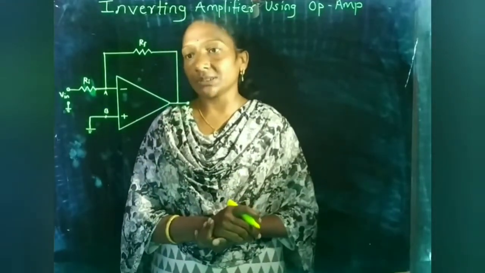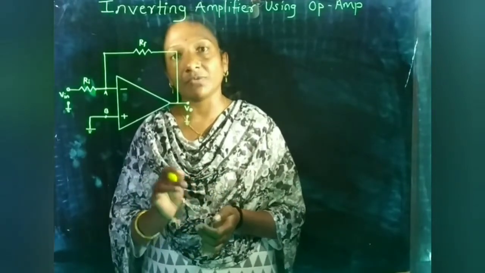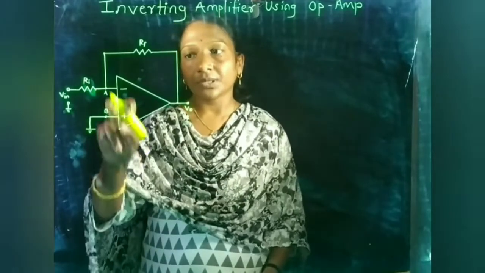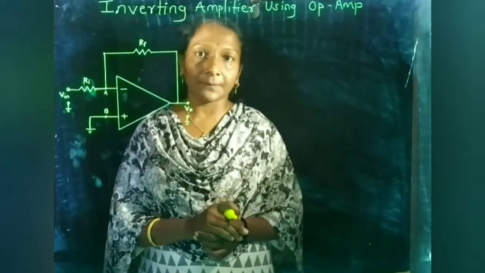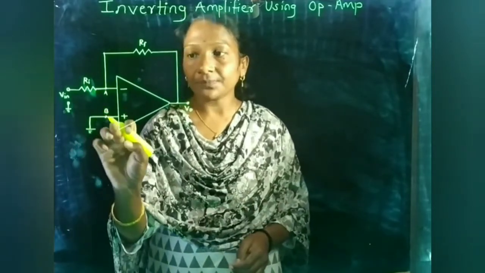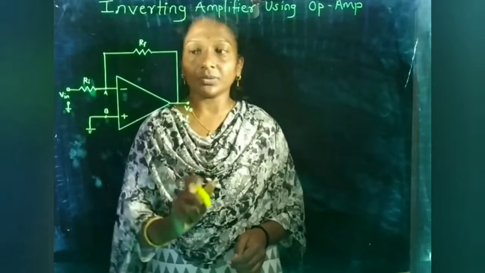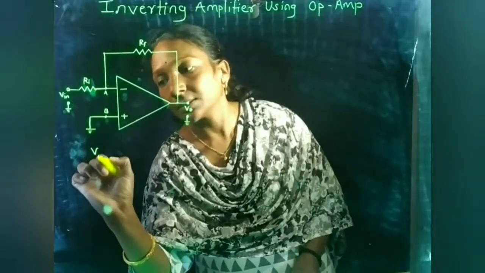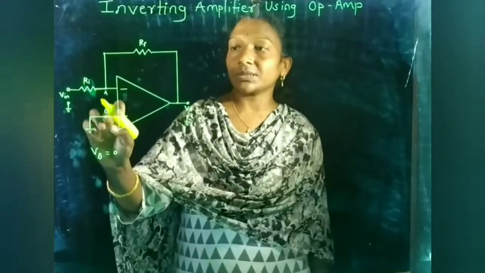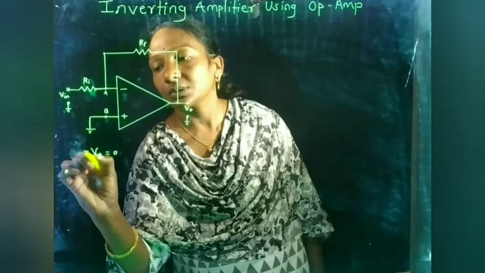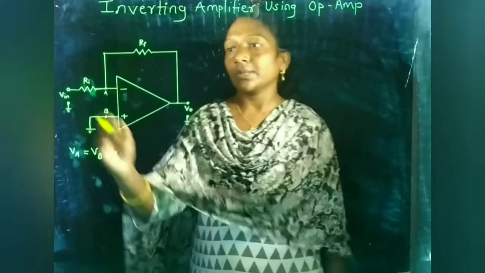From the virtual ground concept, the differential voltage of the operational amplifier is always 0, therefore the voltage at node A and node B must be equal. In this condition, the non-inverting terminal is grounded, therefore the voltage at node B, VB, is equal to 0. And from the virtual ground concept we say that VA is also 0, meaning VA is equal to VB is equal to 0.